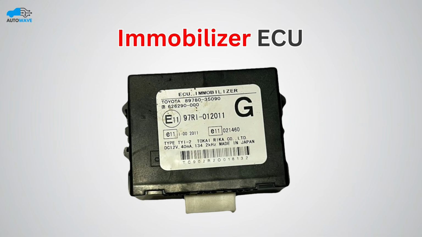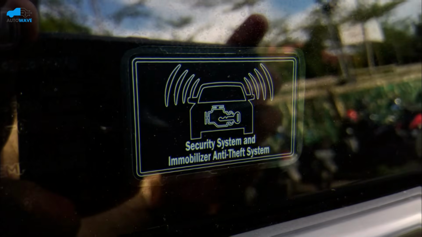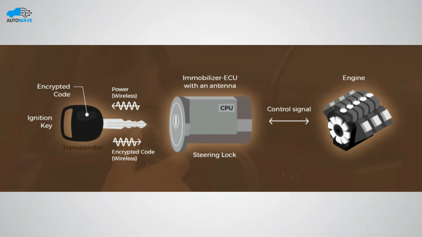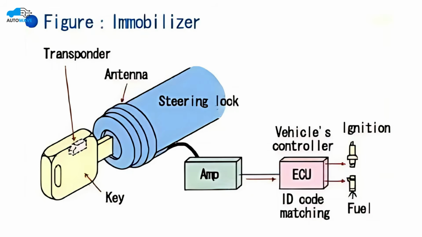Immobilizer ECU controls the car's security and anti-theft system. It only enables the ignition system and fuel supply when the correct key or transponder is detected. Its main purpose is to prevent unauthorized start and theft.